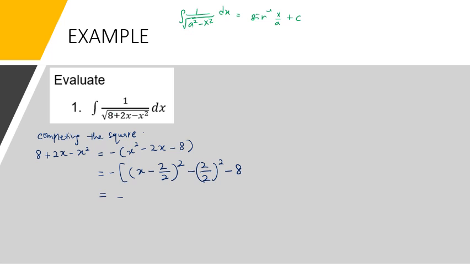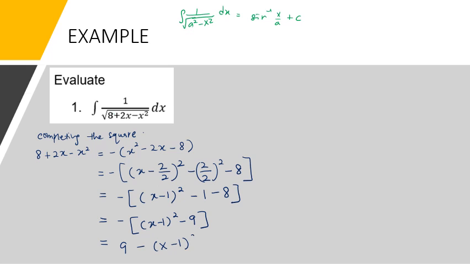Okay, simplify dia akan jadi x minus 1 square. Ini jadi apa? 1 kuasa 2. So negatif 1 negatif tolak 8. Sebab negatif, so x minus 1 square minus 9. Kalau masukkan balik dalam kurungan, so dia akan jadi 9 minus x tolak 1 square. So substitute balik dalam soalan kita. Soalan kita tadi. So kita substitute, integrate.